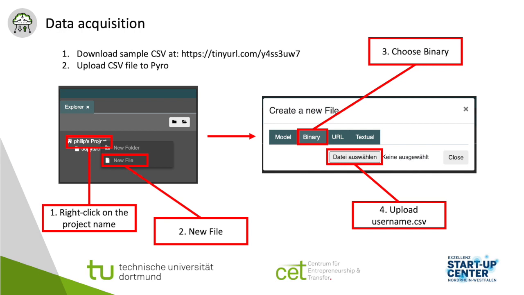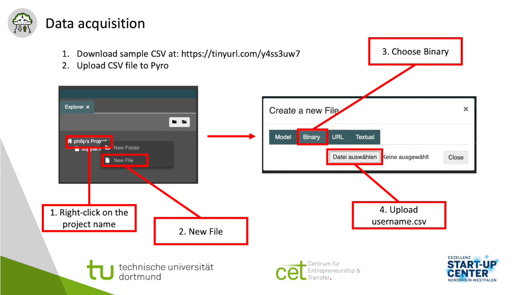First, a CSV file is to be uploaded from your own computer to Pyro. To do this, a sample CSV file can be downloaded using the short link provided here. To upload a file, right-click on the project name in the Explorer. In the menu that appears, click on New and then select Binary in the dialog.